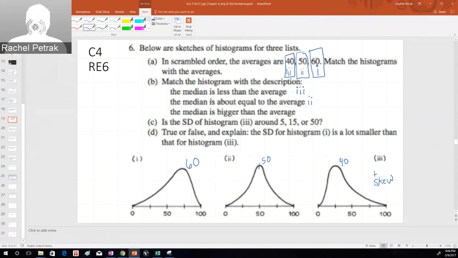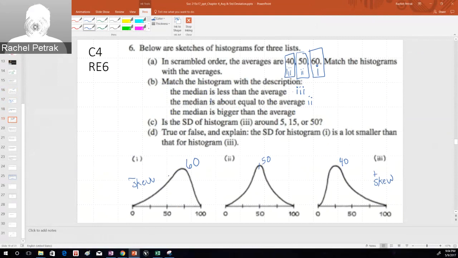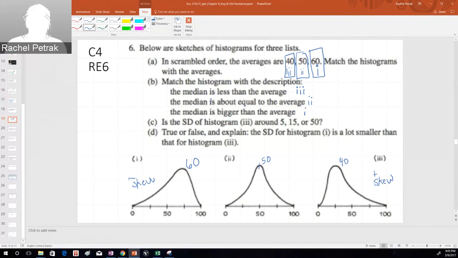Okay. And we have finally a third scenario where the median is bigger than the average. And that's scenario 1 here. This happens in a negative skew. And here we have it. The mean is always going to be pulled towards the skew, like here. And so that's number 1.